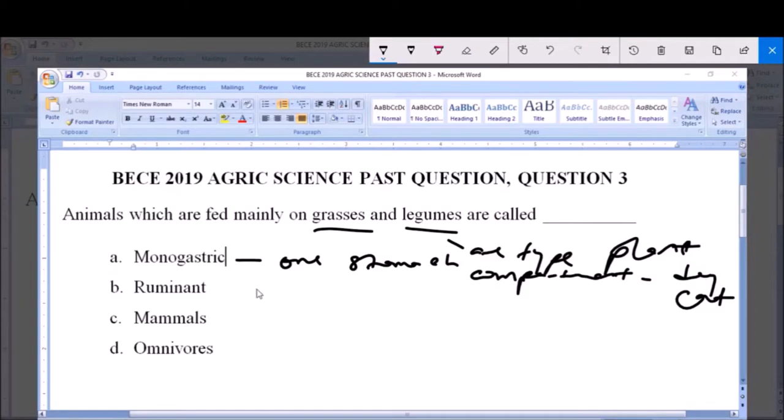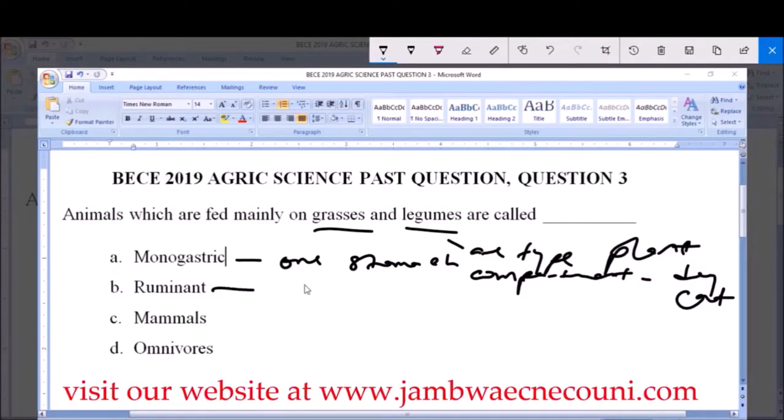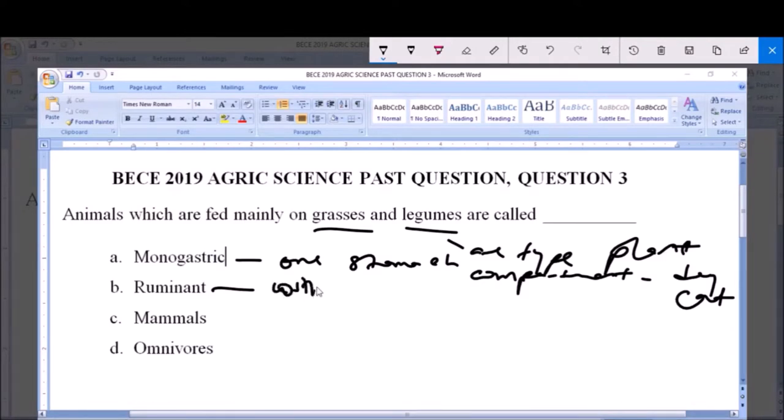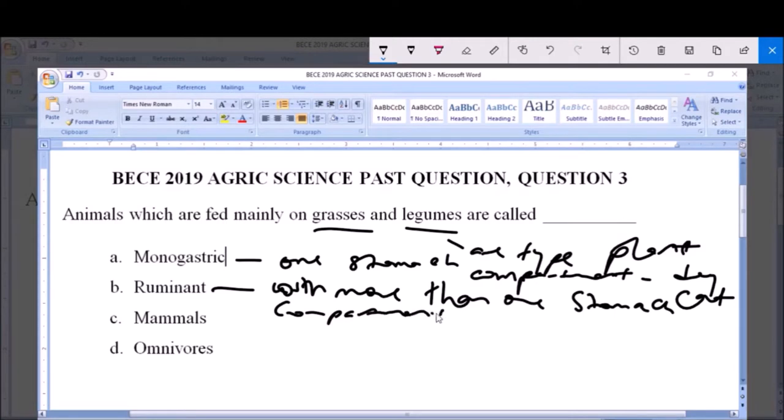Then B here, we have ruminant animals. Now ruminant animals are animals with more than one stomach compartment. That is, they have like four stomach compartments, some three. Now these ruminant animals have the ability to chew their cud. And like you know, grasses and legumes are plants, and so these animals are usually fed with grasses and legumes.